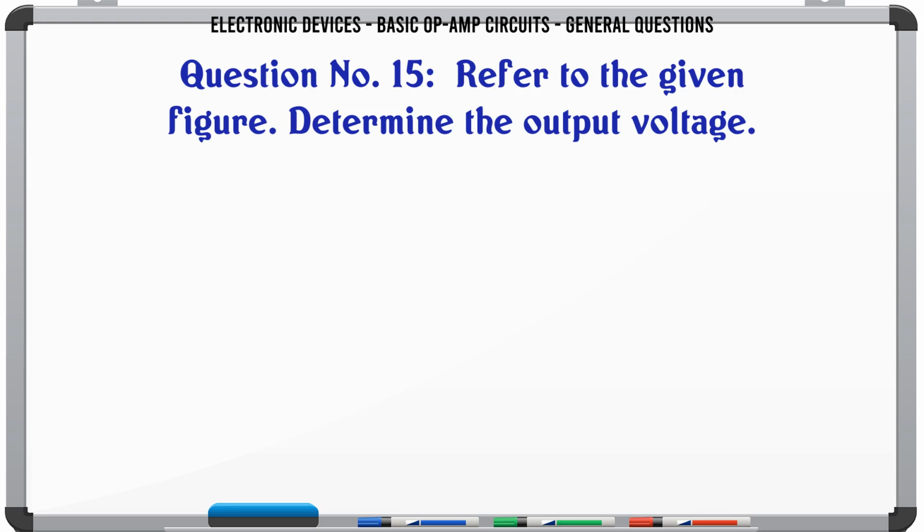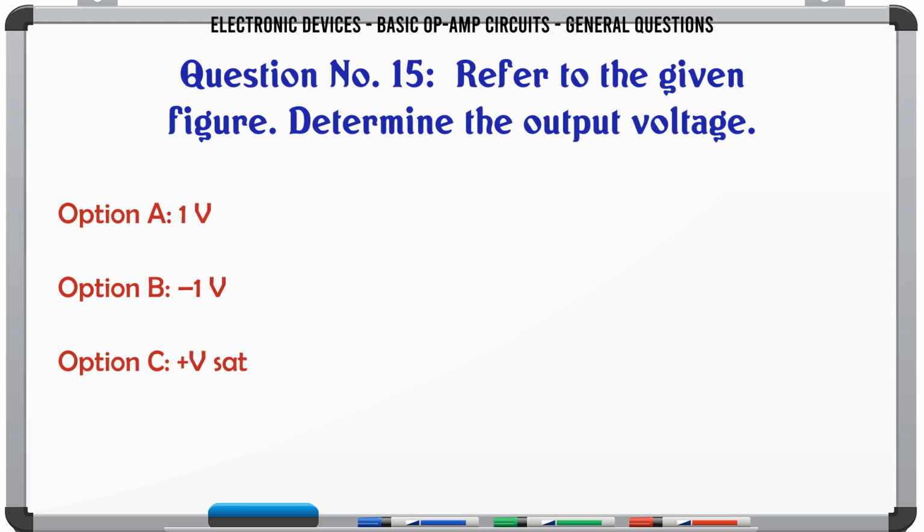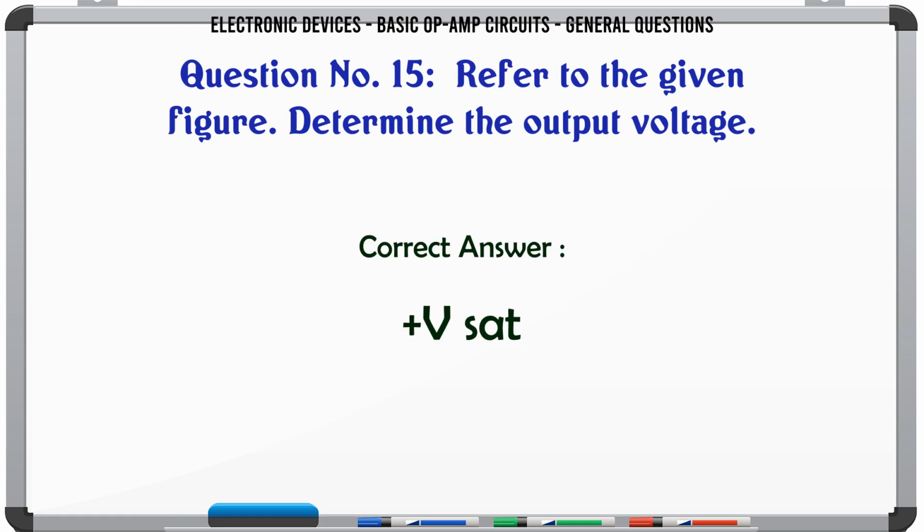Refer to the given figure. Determine the output voltage. A. +1 V, B. -1 V, C. +Vsat, D. -Vsat. The correct answer is Vsat.